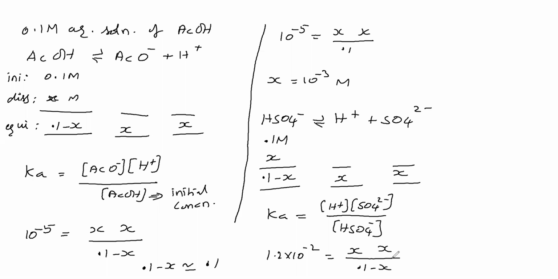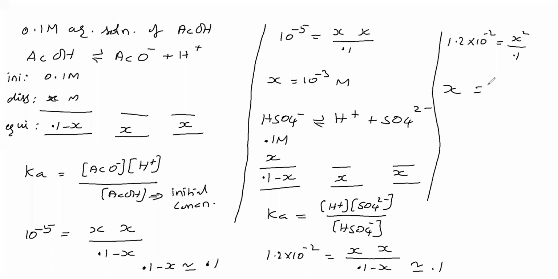Now, shall we take 0.1 minus x as nearly equal to 0.1? Shall we neglect x when compared to 0.1? Whether it is correct or wrong, we will check it. Let us neglect it, then we will check. So we neglect this x and proceed. 1.2 into 10 to the power of minus 2 is equal to x square by 0.1. Now if you simplify, you will get x.